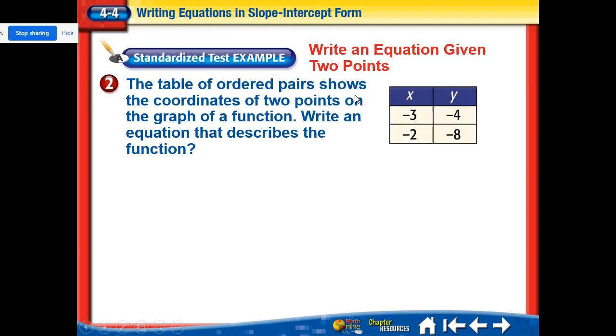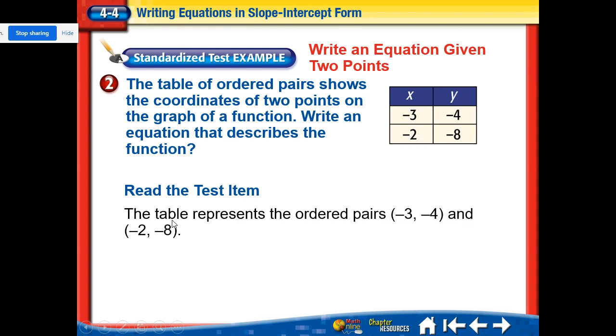All right. What's the other example? The other example is if we have 2 points. So we have 2 points here, and they don't give us any slope. So now we have to go back and find the slope. So that's that first thing, y2 minus y1. Now they put it in table form instead of ordered pairs, but that's fine. So they have the ordered pairs of (-3, -4) and (-2, -8). If you want to write it as ordered pairs instead of the table, it's fine.